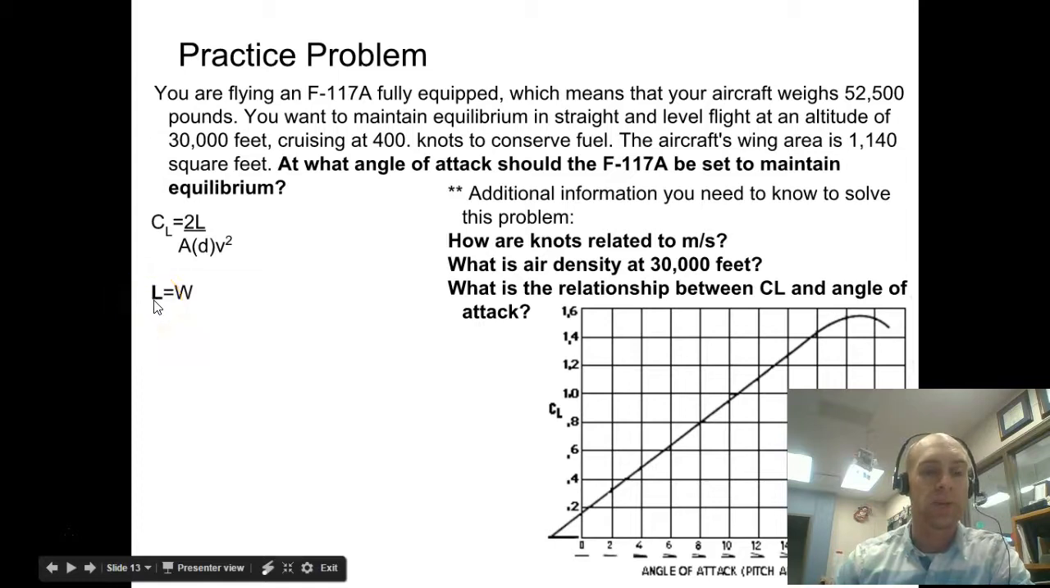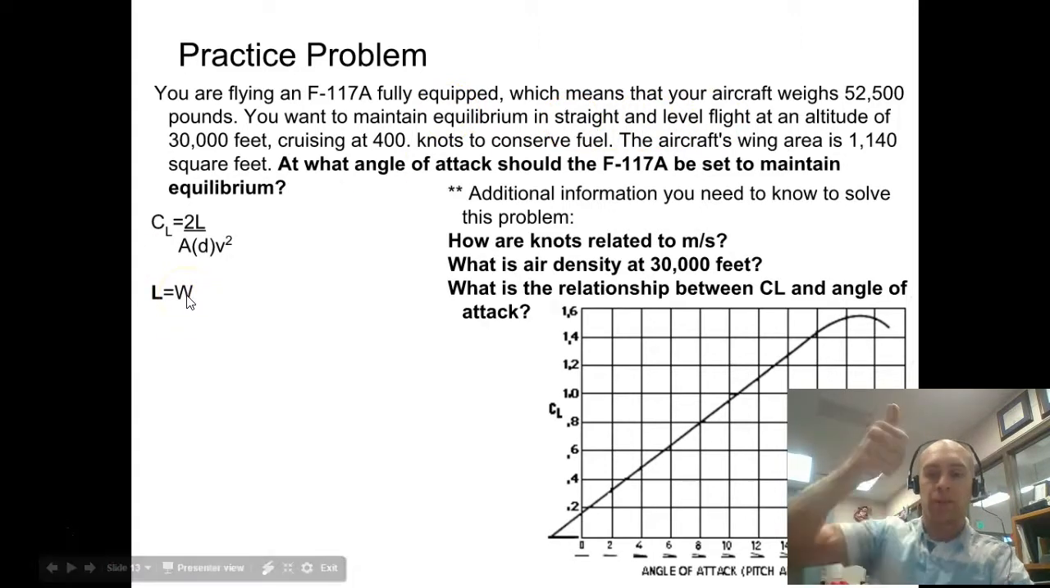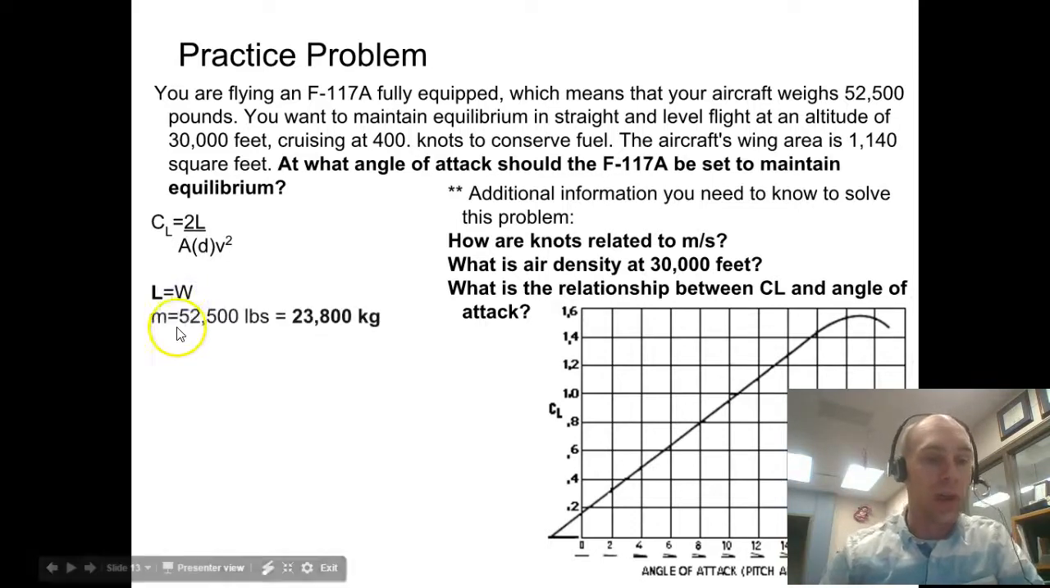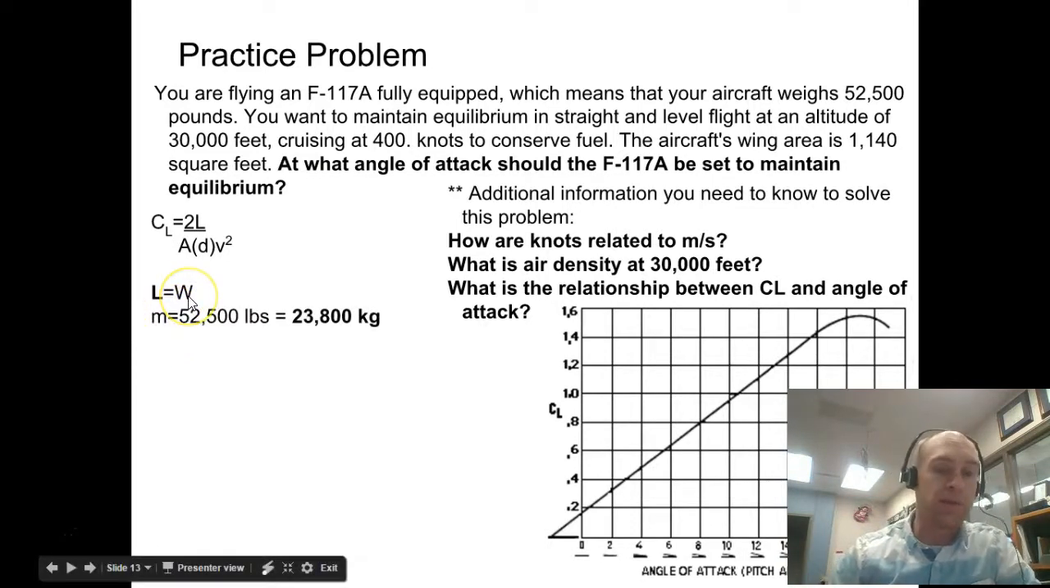So first, let's take a look at lift. We know that in this case, if we are maintaining equilibrium in straight and level flight, lift has to equal weight. My upward force has to equal my downward force. So since I know that, I should be able to figure out the weight, and then I'll know the lift. Well, mass is 52,500 pounds. If I convert that to kilograms, then I get 23,800 kilograms.